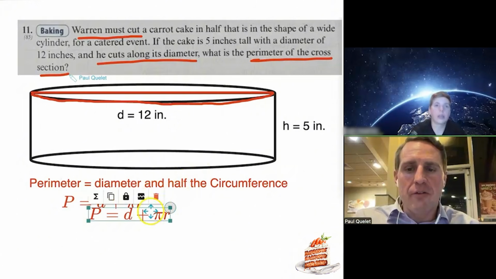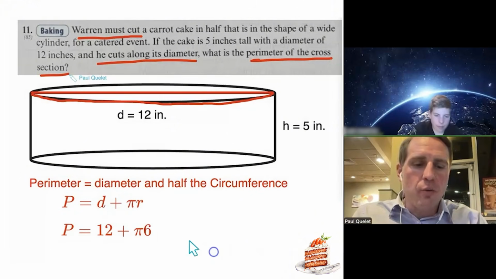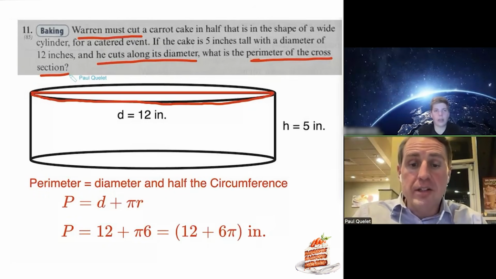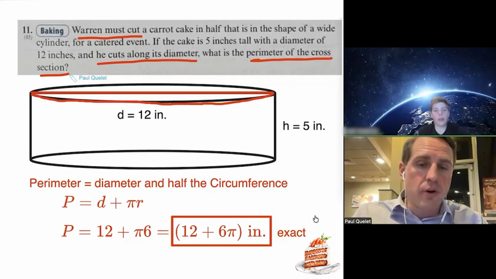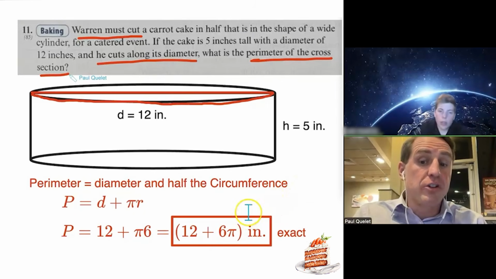Okay, and I think we have enough information to calculate that, right? And so it's pi times 6. So often we just write that as 6 pi, right? So this would be 12 plus 6 pi, and that's going to be units of what? So this is the exact value. Now, do they ask for it in tenths or hundredths of an inch? No. I'd just leave it as exact.